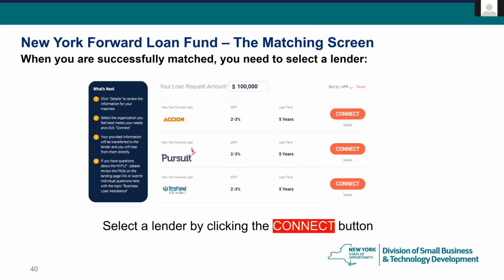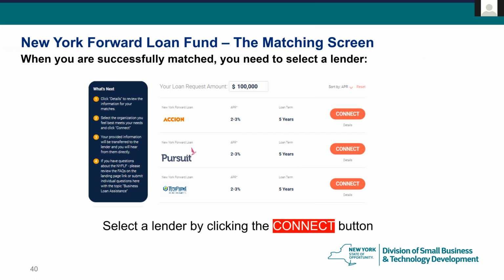This is a little bit of an old screenshot. But you match to one of these lenders. All 3 of these lenders can offer you a match in the program. You're going to want to choose whichever one you feel more comfortable with, and you can choose some details if you want to see a little bit more about the lender. But again, the program is the same between lender and lender, so the terms are all the same.